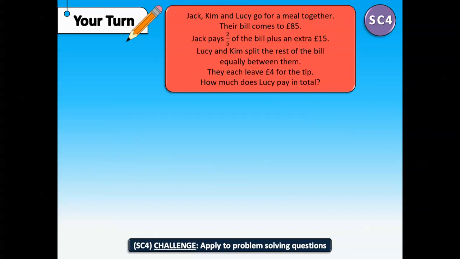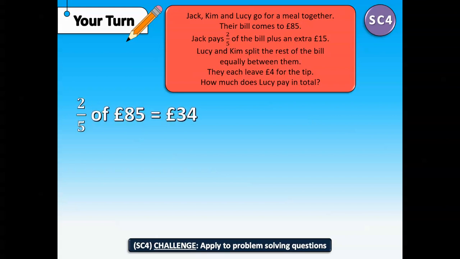And for the red question, Jack, Kim and Lucy go out for a meal together, and their bill comes to £85. Jack pays 2/5 of the bill, plus an extra £15, and Lucy and Kim split the rest of the bill equally between them. They each leave a £4 tip, so how much does Lucy pay in total?